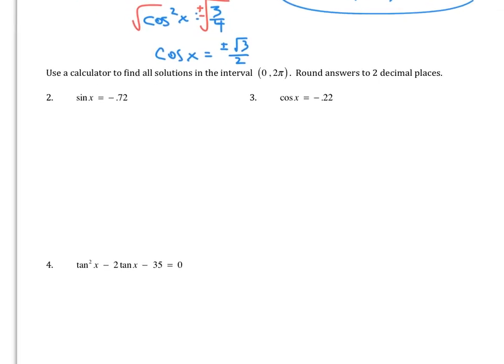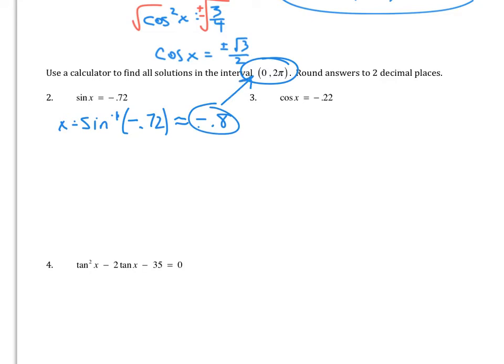Numbers 2 through 4. Concepts here are going to deal with the end of our lesson yesterday. Just understand that sometimes when you go to do your inverse function, you get a negative answer. Well, we want positive answers only. And so if you see this right off the bat, x is going to equal sine inverse of a negative 0.72, which is roughly a negative 0.8. Okay? Well, negative 0.8 is not between 0 and 2 pi.